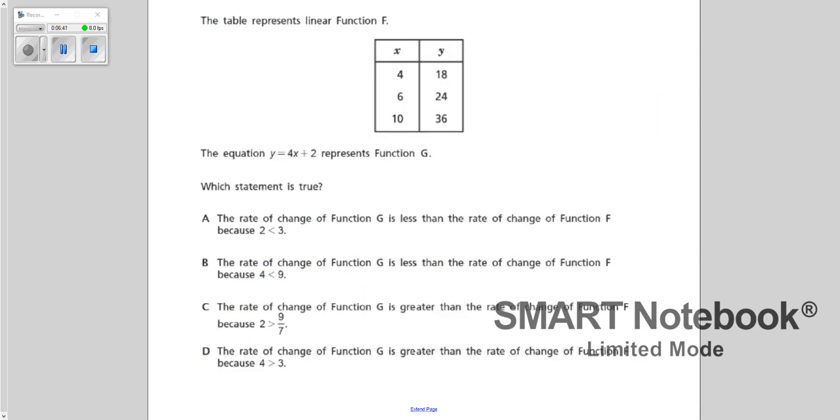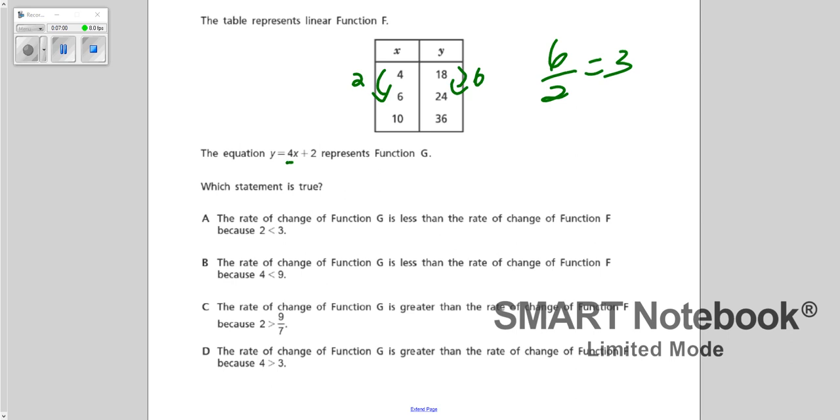Here's a table for F and an equation for G. Which statement's true? We're going to have to figure out the rate of change from the table. So I can see that the y values are going up 6, the x values are going up 2. 6 over 2 is 3. So the rate of change of function g is less because 2 is less than 3.